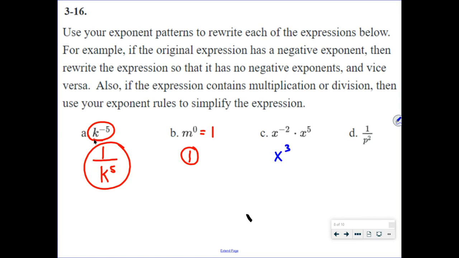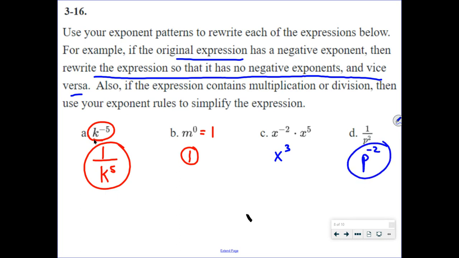And how about the letter D? 1 over p squared. Well, again, this is where it comes back to here. If the original expression has a negative exponent, get rid of it, and vice versa. So if it has a negative, get rid of it. If it doesn't have a negative, maybe you could do it. 1 over p to the second. In this case, and this is the exception of the rule, we don't usually do this, but that is the same as p to the negative second, okay? By the way, side note here, please make sure always when we're working with exponents, you cannot change them from a lowercase to an uppercase.